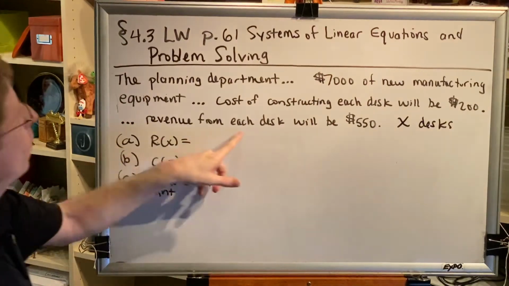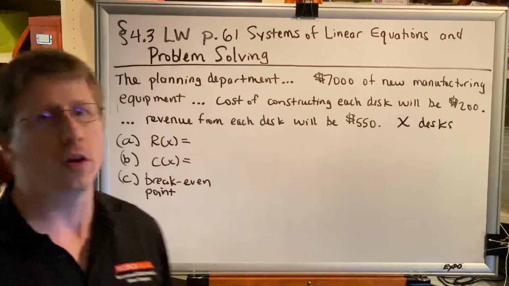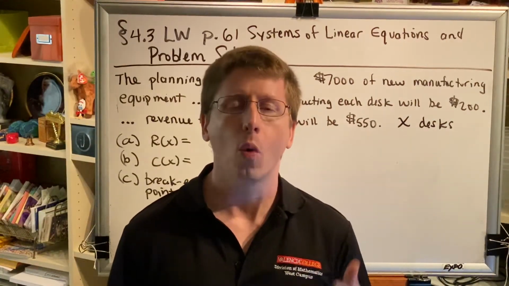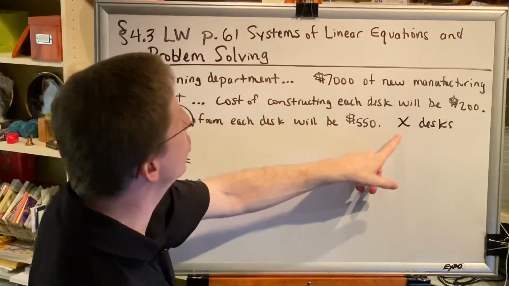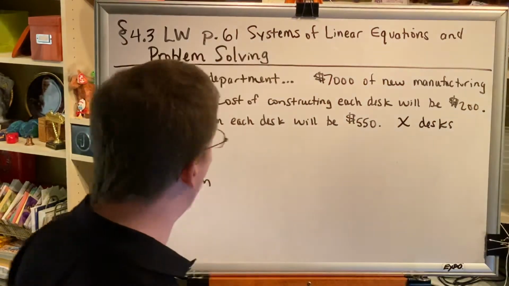It says the revenue from each desk will be $550. This will help us determine our revenue function. We're going to use the equation that revenue is equal to the quantity sold times the price. And then finally, our variable definition tells us that X represents the number of desks. Okay, we're now ready to solve this problem.